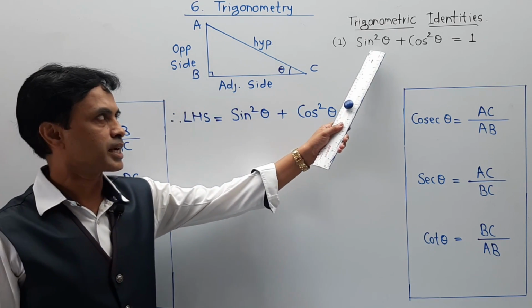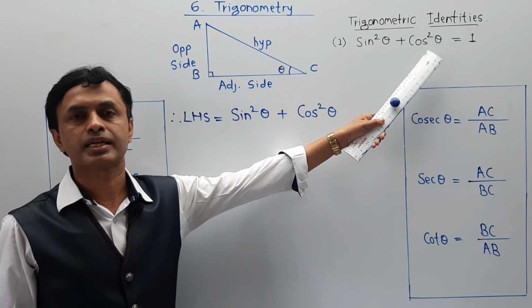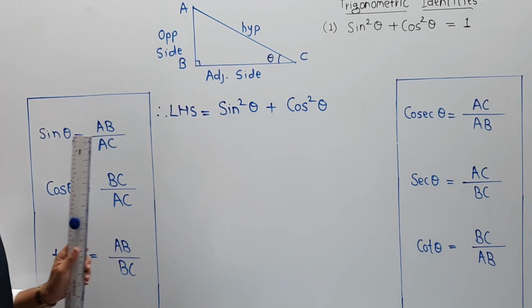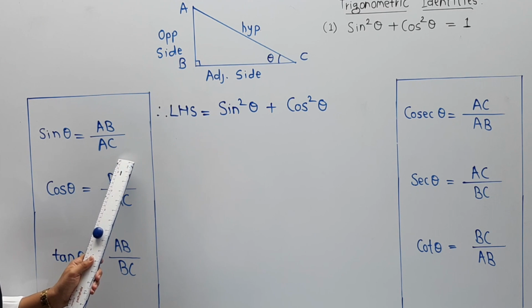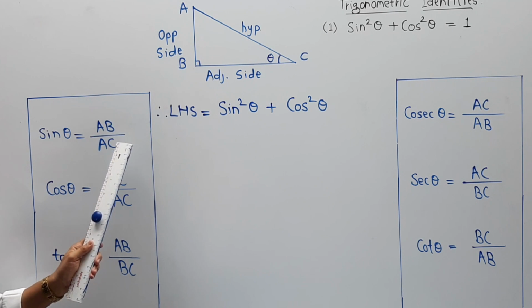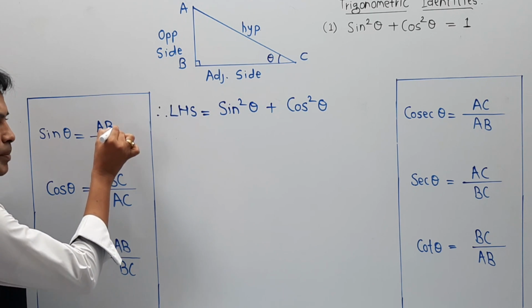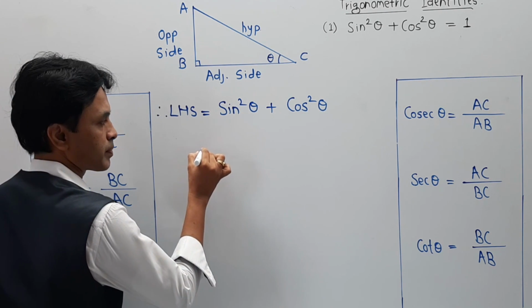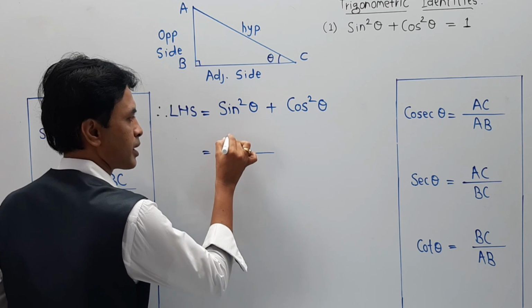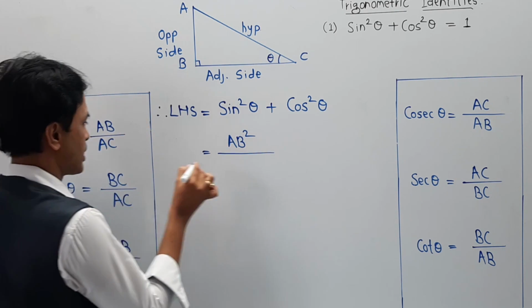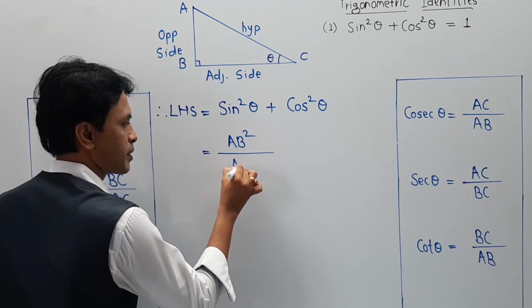Now they have given sin square theta plus cos square theta, we consider it as the LHS. Now we know sin theta is AB upon AC. So when I write sin square theta, it automatically becomes AB square upon AC square.